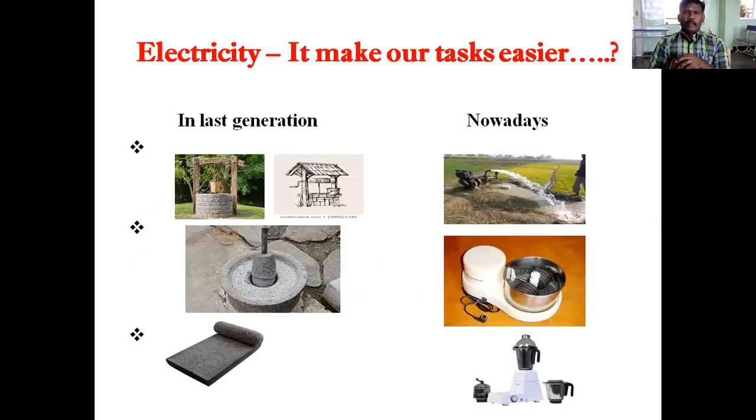See the first one. Electricity makes our task easier. Definitely, this is correct. It makes our task very easy. And I display the picture. In the last generation, we had several devices. The first one is used for drawing water from the well. Initially we use a pulley and rope. We can easily draw the water from the well.